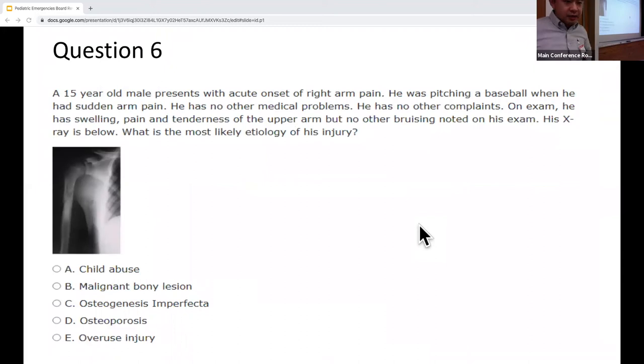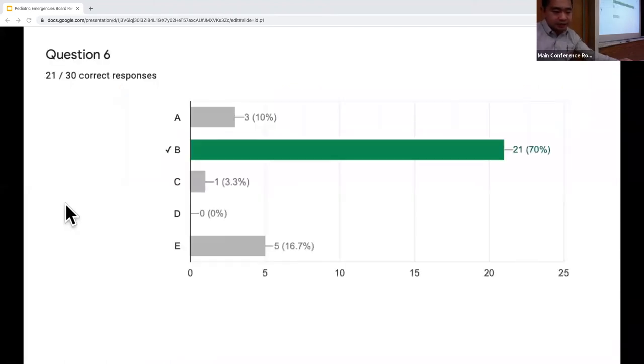Question six. So here's another one. A 15-year-old male presents with acute onset right arm pain. He was pitching at the time when the pain developed. He's otherwise healthy. He has swelling and tenderness of his upper arm. The x-ray is below, which is right here, it's a fracture. What's the most likely etiology of his injury? And it's a malignant bone lesion. Yeah, so this is a pathological fracture. Most of you got this right as well. Great job.